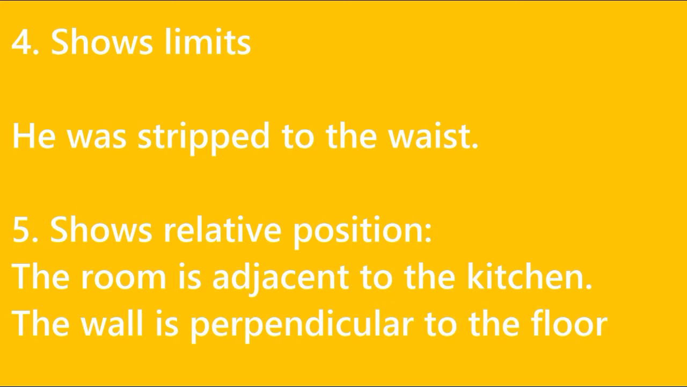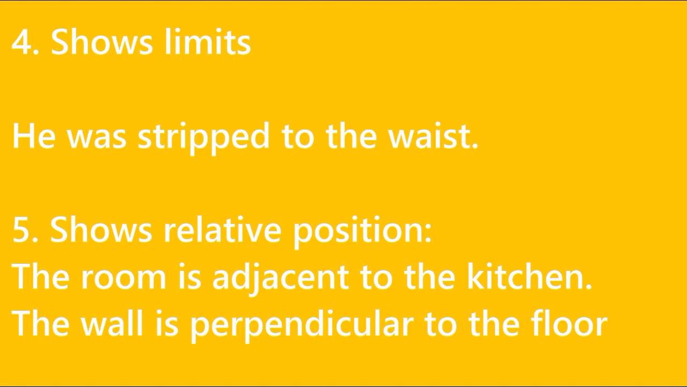Shows relative positions. The room is adjacent to the kitchen. The wall is perpendicular to the floor. Also, we say the room is next to the bathroom, something like that. So to tells us relative positions. Adjacent to means next to. Perpendicular to the floor means 90 degrees to the floor.